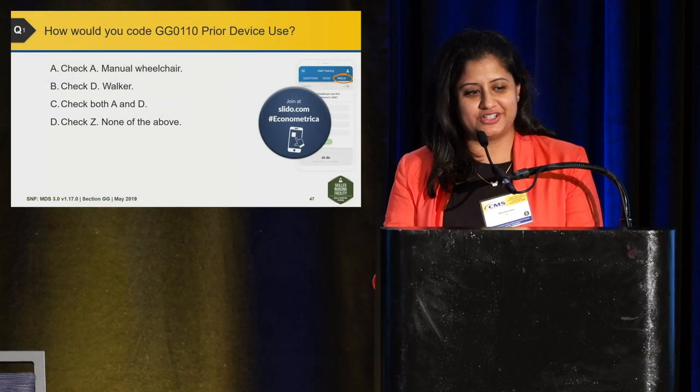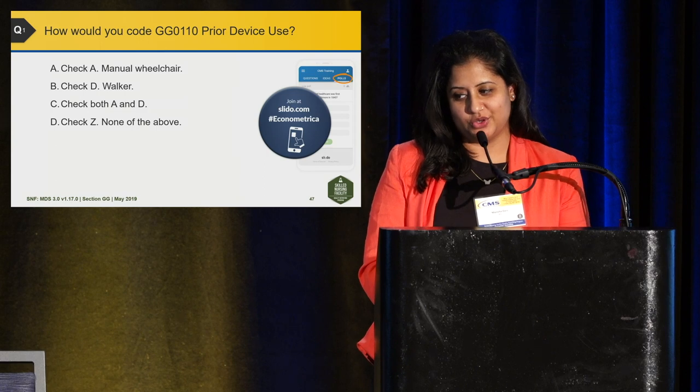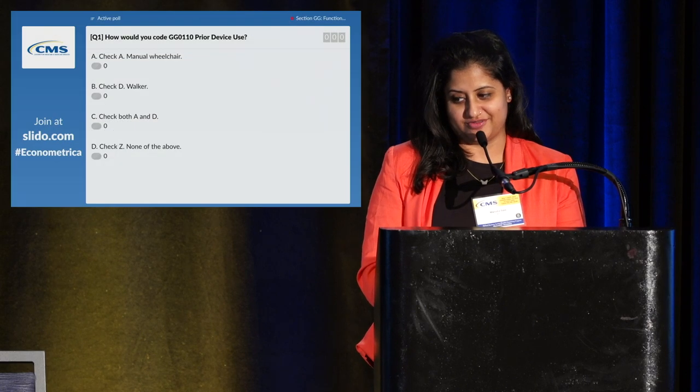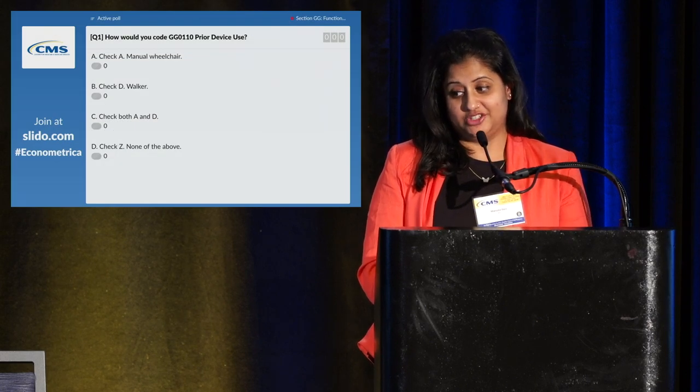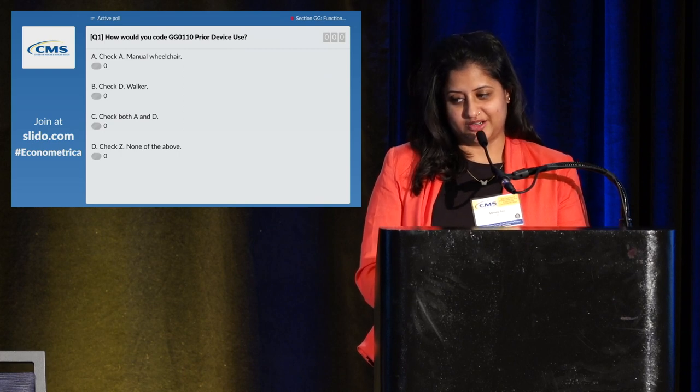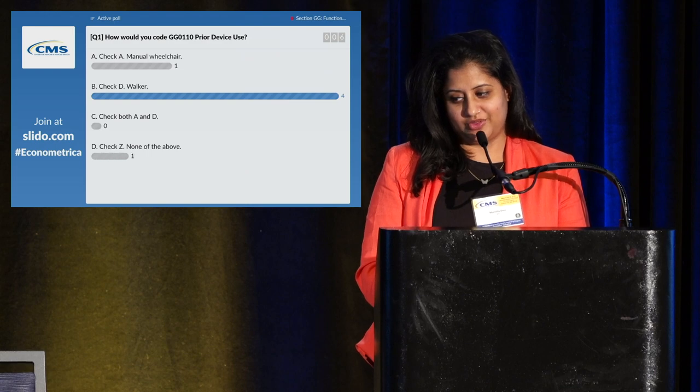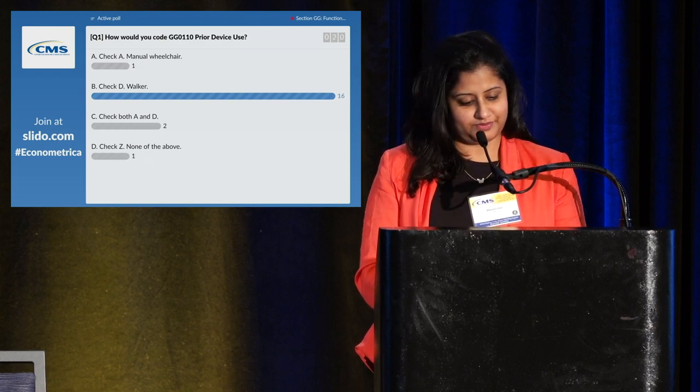Great, so this is an opportunity for us to use Slido. How would you code GG0110 prior device use? Would it be A, check A, manual wheelchair; B, check D, walker; C, check both A and D; or D, check Z, none of the above?